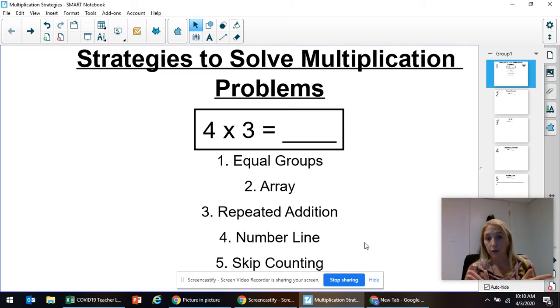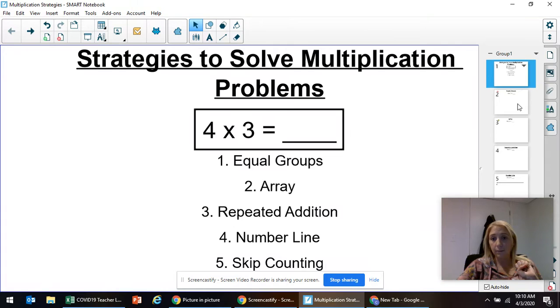So I have it up on the smart board. We're going to see 5 different ways to solve 4 times 3. If you take a look, you have equal groups, number 1, using an array for number 2, repeated addition for number 3, and using a number line for number 4. And last but not least, our favorite, which is skip counting. I saved that one for last because I know it's a strategy that most of you like to use. But we're going to go over all 5 right now.